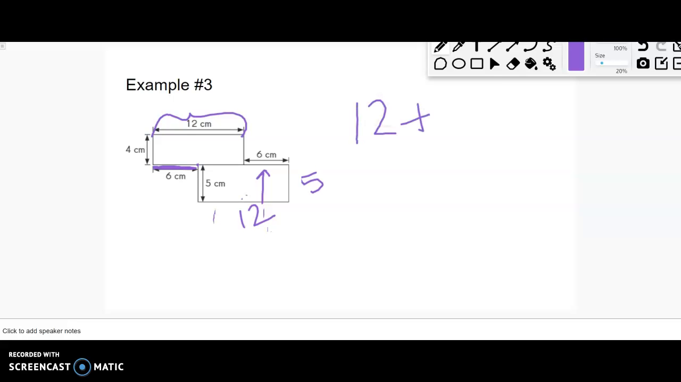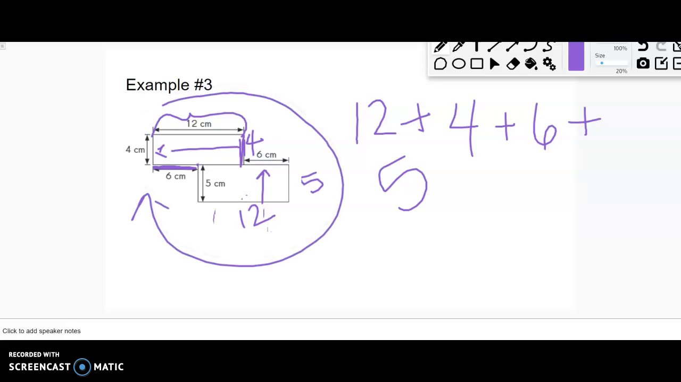So I have 12 plus, ooh, I have a missing number here too. Almost missed that again. But if I look across the rectangle, whoop, I see that it's 4. Because the opposite sides of rectangles are always the same. So I have 12 plus 4 plus 6 plus 5. I just go right in order around the shape so I don't miss any. Plus 12 plus 5 plus 6 plus 4.